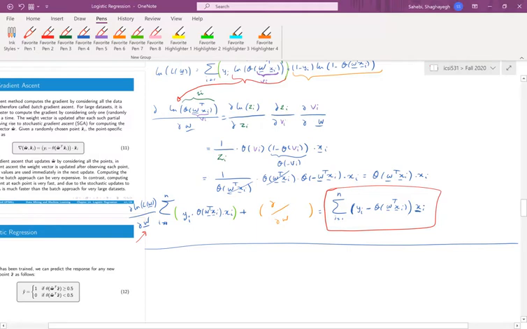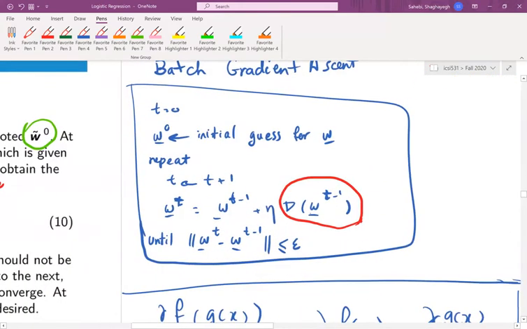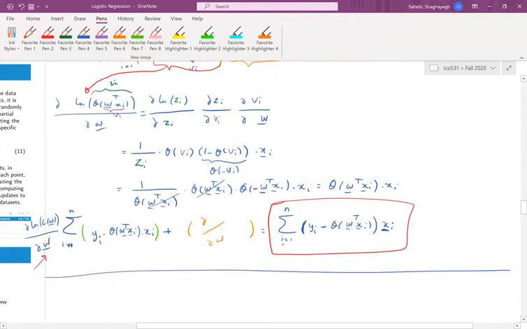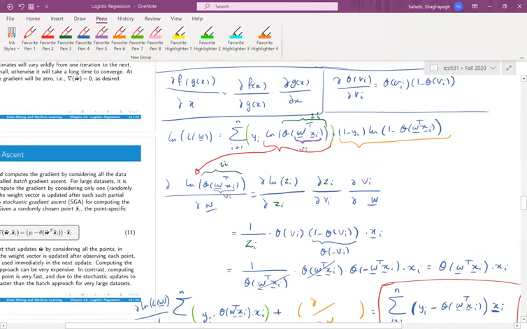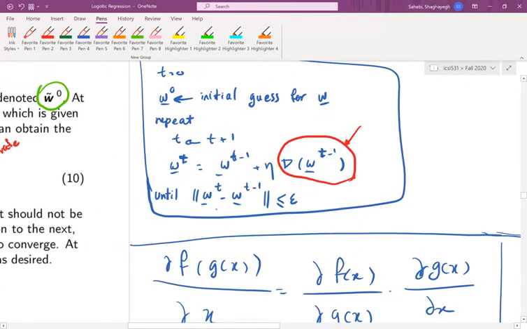But going back to this algorithm of batch gradient ascent, what we are going to do is that we initialize our W, we repeat every time we calculate this derivative, going over all of our data points. So see, when we are calculating the derivative, we are going over all of our data points. For every data point from 1 to n, we calculate this value, and then we sum them up, and that will give us our derivative, right? So we calculate this derivative, and we repeat this until we get to this convergence criteria.